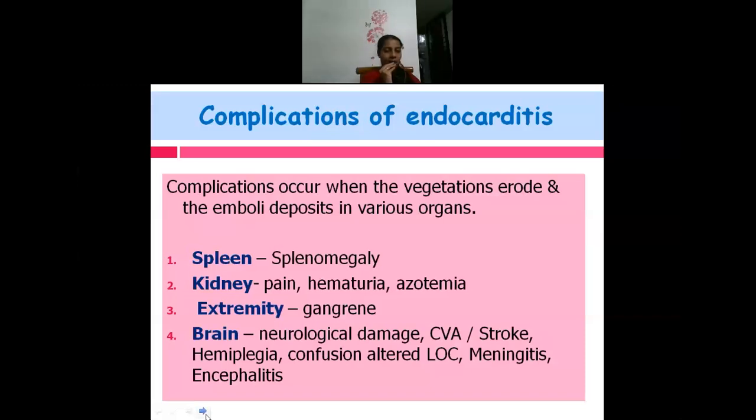Next one is what happens in the brain. When emboli get dislodged in the brain, it will result in neurological symptoms like headache and fainting episodes. Then they can have confusion, or the level of consciousness may be altered. Sometimes infection can spread to the brain and cause meningitis or encephalitis. And some patients can also develop stroke or CVA.